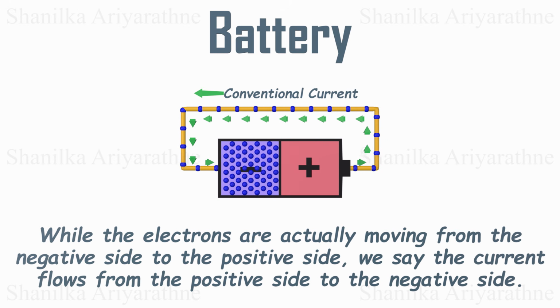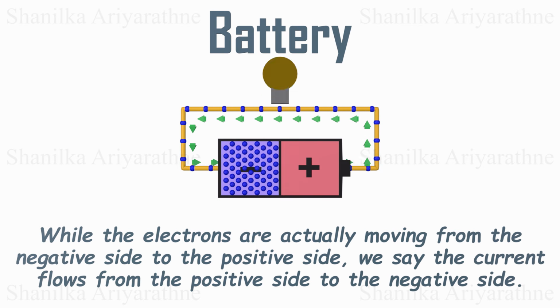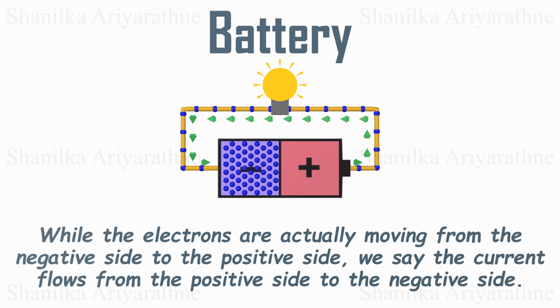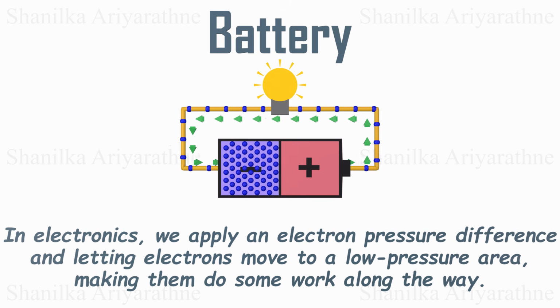But there's no point in just letting electrons flow freely. We want to get some work done with their movement. So let's connect a light bulb to our battery. Now we have a complete circuit. The electrons are happy because they can travel to a less pressured area. And we're happy because we get useful work done, like lighting up a bulb. It's a win-win situation. In electronics, what we're actually doing is applying an electron pressure difference and letting electrons move to a low pressure area, making them do some work along the way. Isn't that smart?